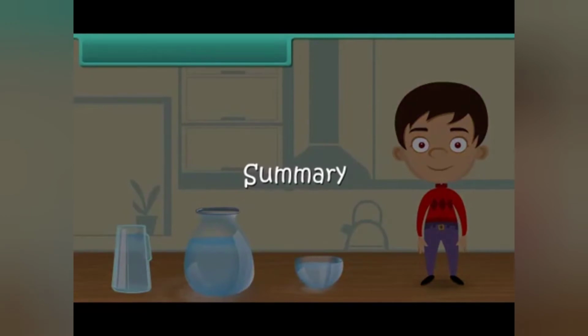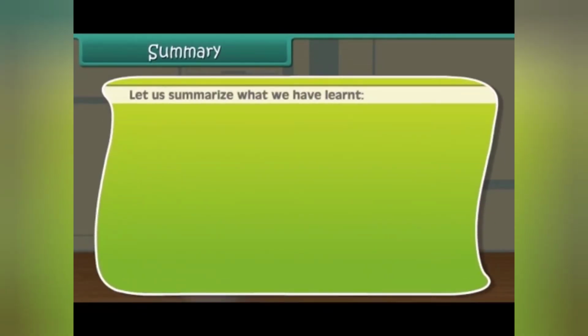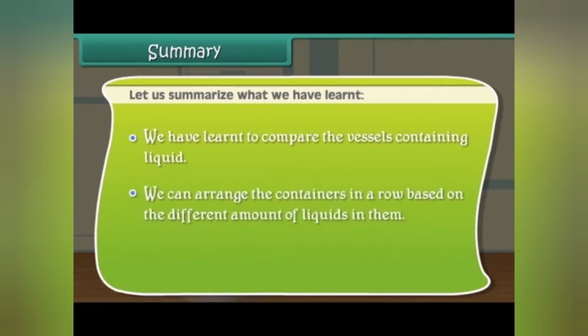Summary. Let us summarize what we have learnt. We have learned to compare the vessels containing liquid. We can arrange the containers in a row based on the different amount of liquids in them.